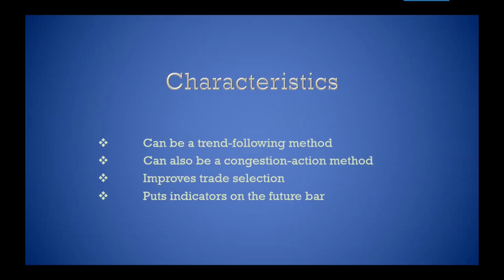So the methodology can be trend following. It can also be congestion action or congestion entrance. It will help you make better trade selections. And all of our tools are available on the future bar. In other words, the bar that has not yet appeared. So tomorrow's space on the chart, not today's, or the next hour, or the next 5 minutes, not the current one.